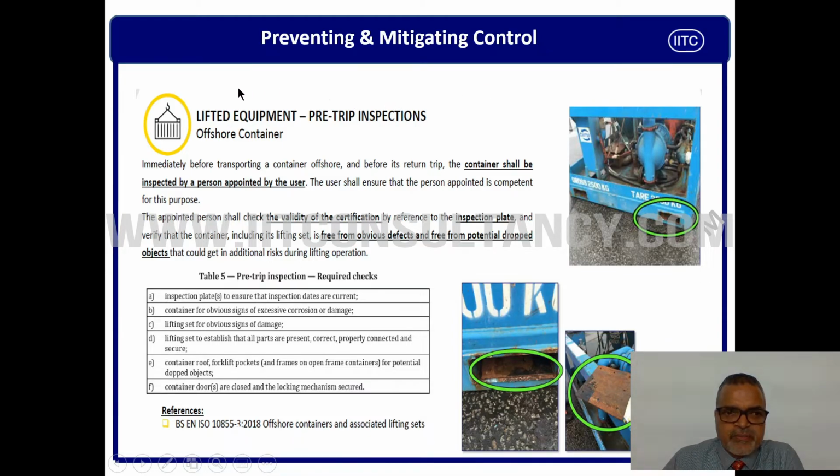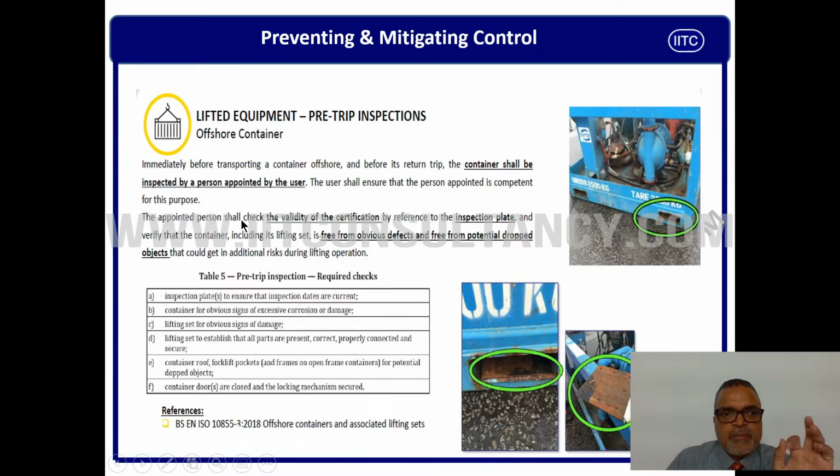let us take one example of lifted equipment pre-trip inspection, offshore container. Immediately before transporting a container offshore and before its return trip, the container shall be inspected by a person appointed by the user. The container must be inspected. The user shall ensure that the person appointed is competent for the purpose. The person should be competent, he should be skilled, he should know the hazards.